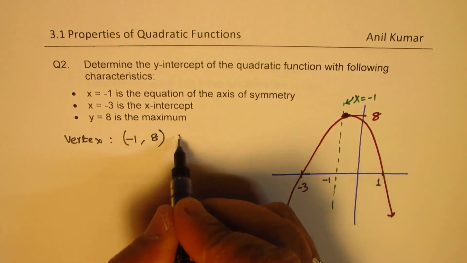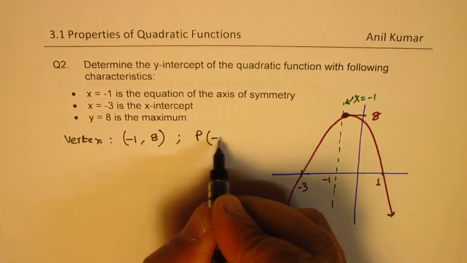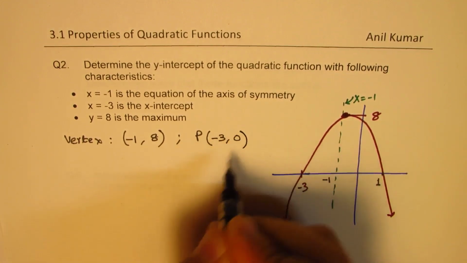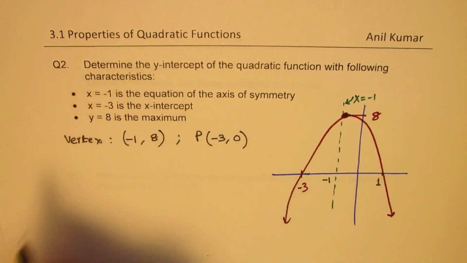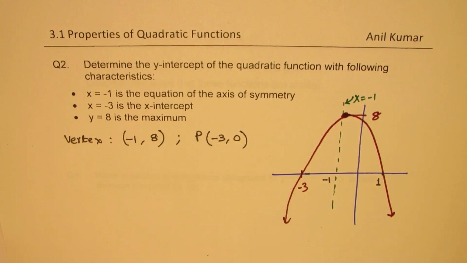Second, we also know from here one x-intercept. So we have a point which is (-3, 0). That should help you to get the equation of the parabola, and therefore that will also help you to find the y-intercept.